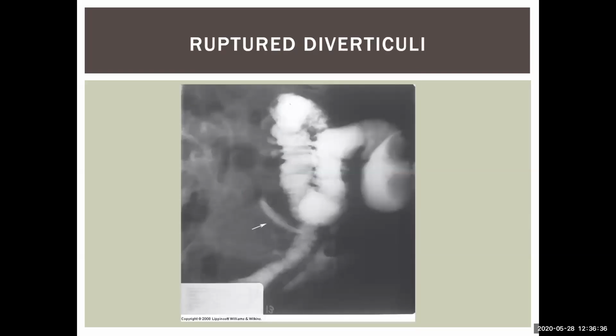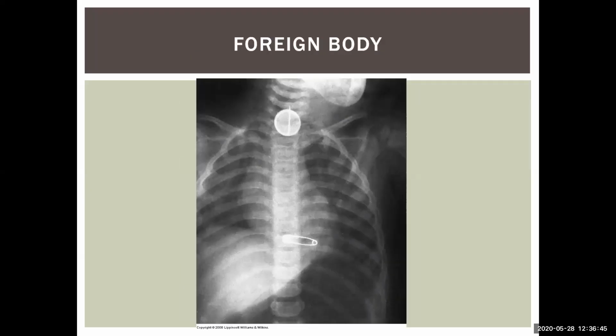This one has the dye going in, and you can see the rupture of a diverticuli inside the intestine, and then you can see how the contrast leaks out there. This one shows somebody with a foreign body.